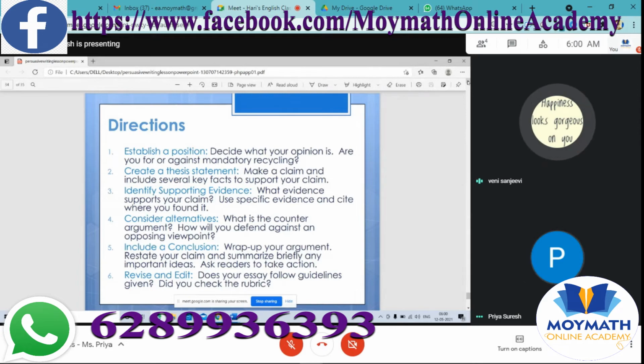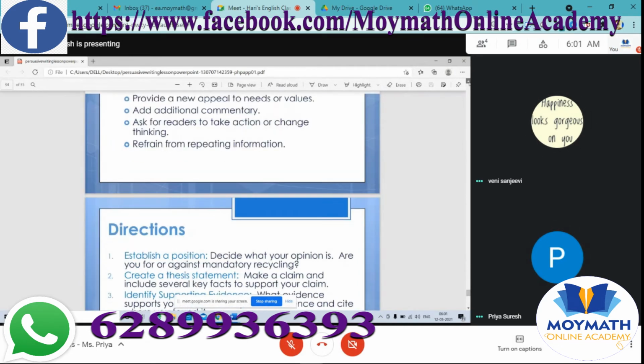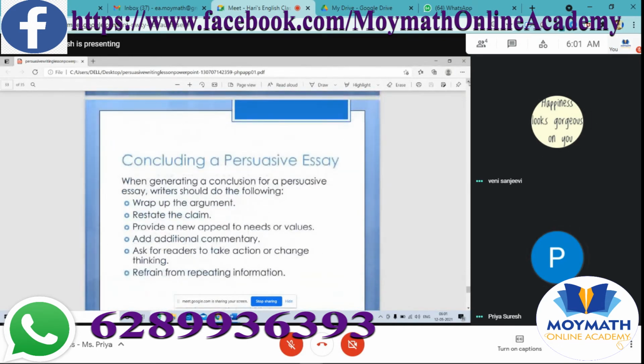Include a conclusion. Wrap up your argument, restate your claim, and summarize briefly any important ideas. Ask readers to take action. Revise and edit. Does your essay follow the guidelines given? Did you check the rubric? Okay, I'll show you the rubric. Okay, before that, let me.